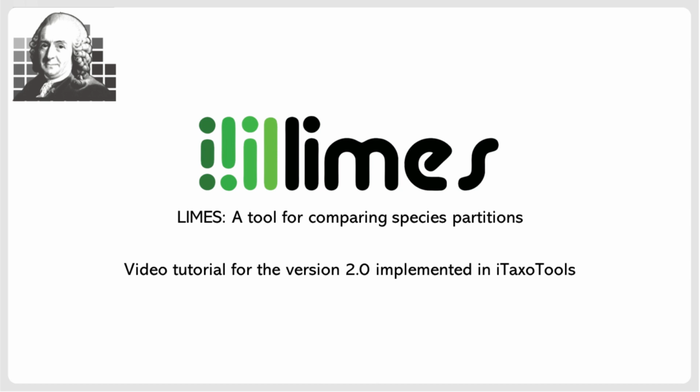Welcome to this tutorial for LIMES, version 2.0. LIMES is a tool that compares alternative species partitions obtained from various species delimitation tools. We will start presenting some basic background, as well as the main functions of LIMES. In a second part, we will then demonstrate how LIMES can be used as a standalone executable on a personal computer.